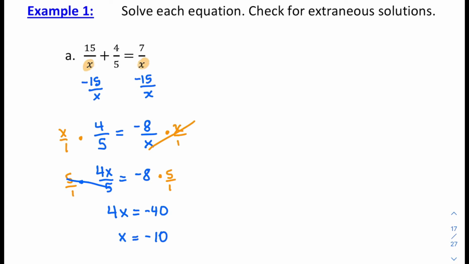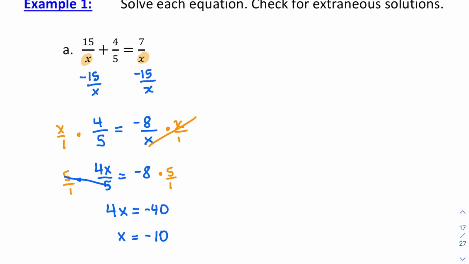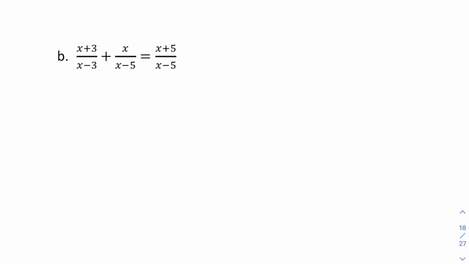Look at the denominators of your original equation and think about if I was to plug that back in, would it make me divide by 0? It does not, so you're good, and that's your solution.